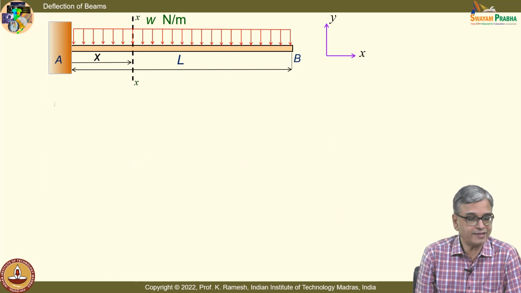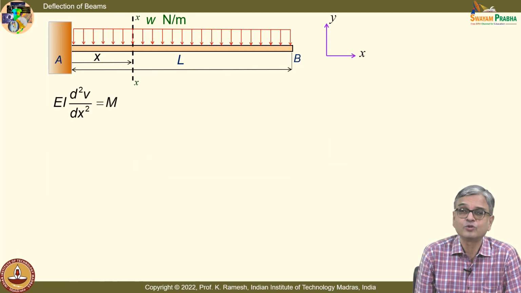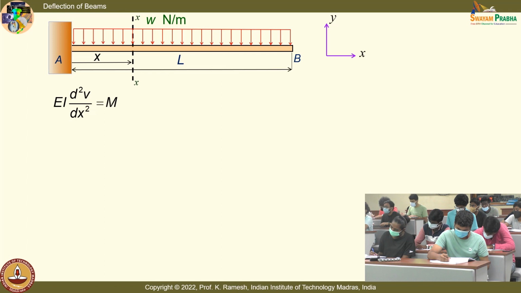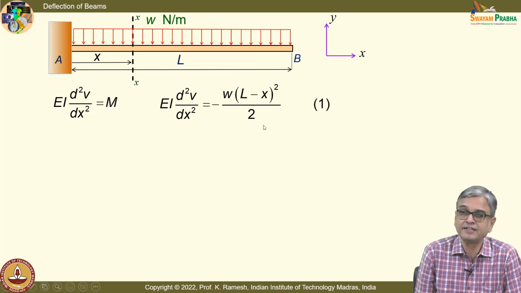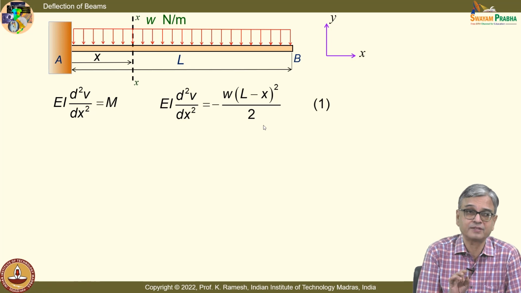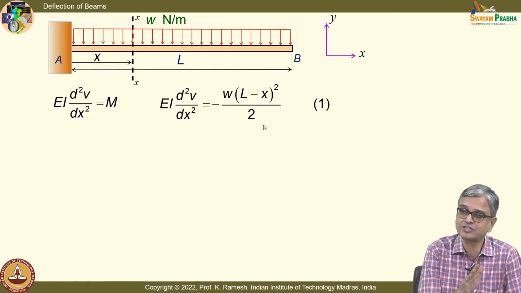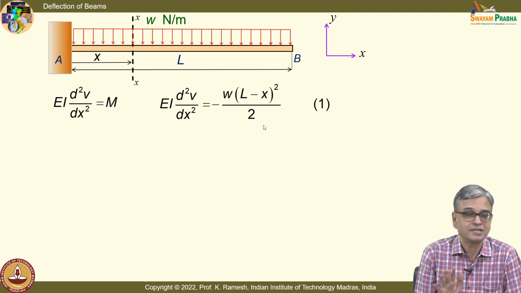So, you should write the expression. You have the expression for M with sign. I want you to write it with sign. So, it is easier for me to write like this: EI d squared v by dx squared equal to minus w (L minus x) whole square divided by 2. Once I have written this correctly, this is a crucial step. If you make a mistake, rest of your problem is going to be troublesome.